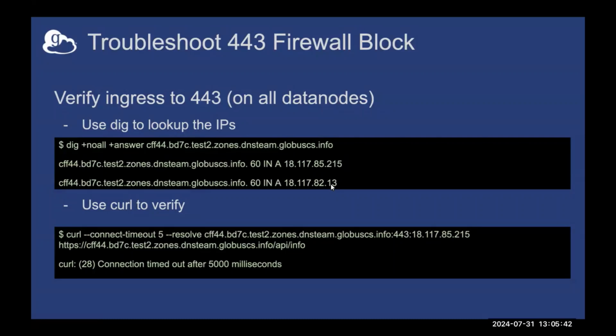Now I want to verify that path to each one. And for that, I can use curl, which I'm sure that everyone's familiar with, but just in case you're not, all it does by default is an HTTP GET of an endpoint. Very clean, simple tool. And we have an endpoint on Globus Connect server called API info. I'm sorry, I shouldn't say endpoint. That's the path in it.